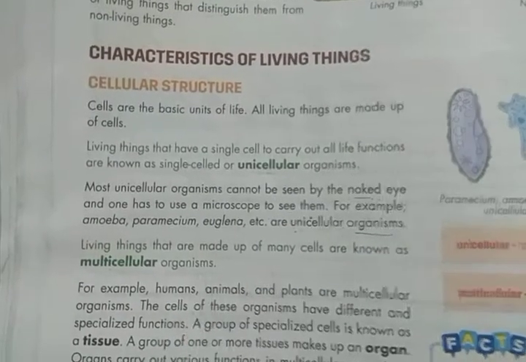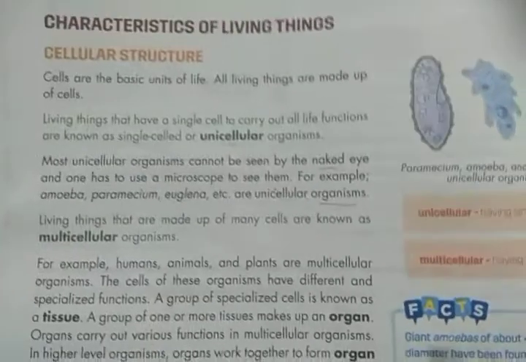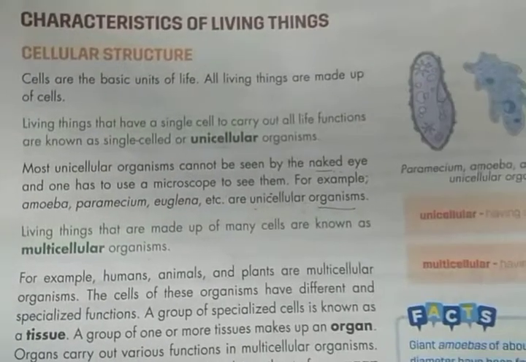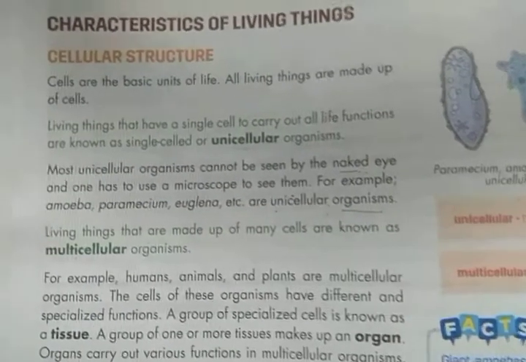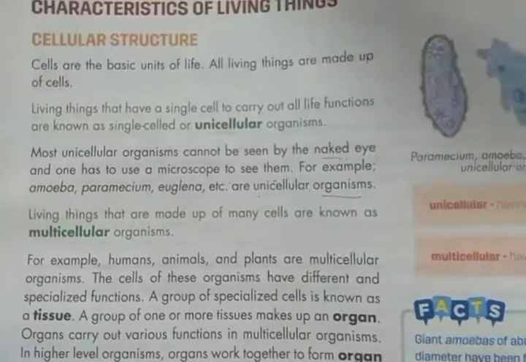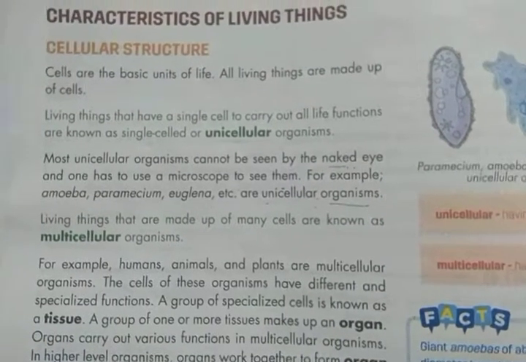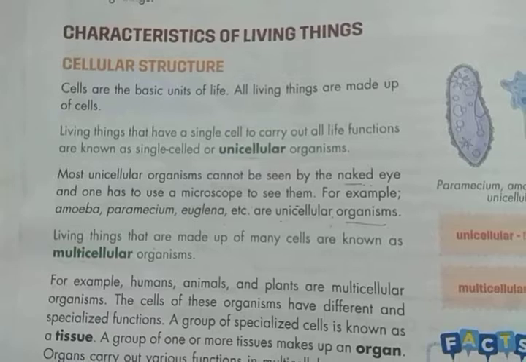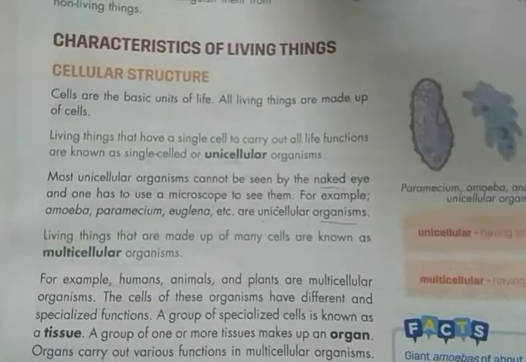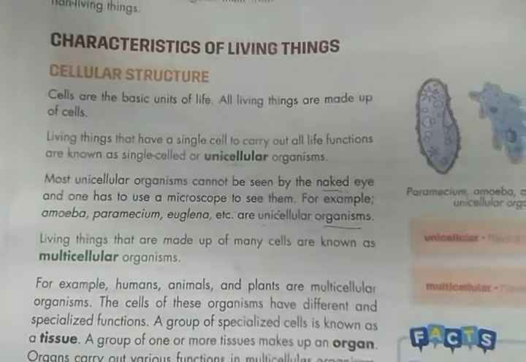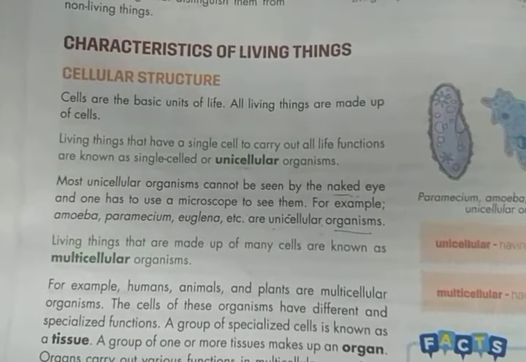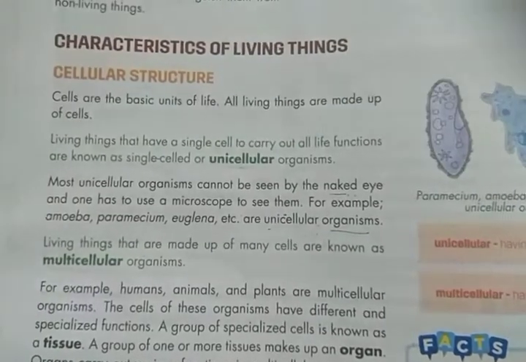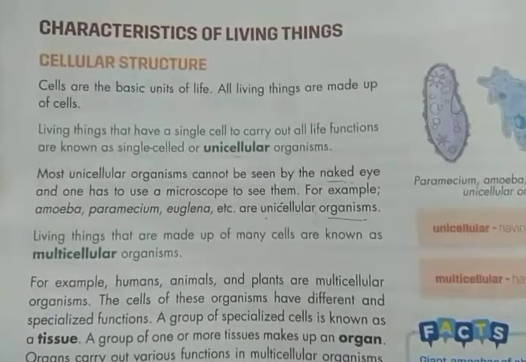Humans, rabbits, octopus and trees are multicellular organisms. Why? Because these organisms have many cells; in other words, they are made up of many cells.